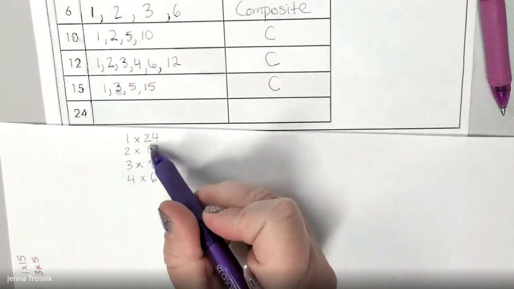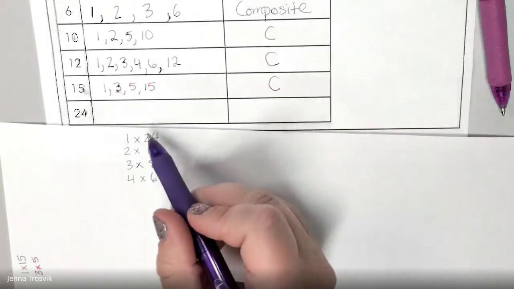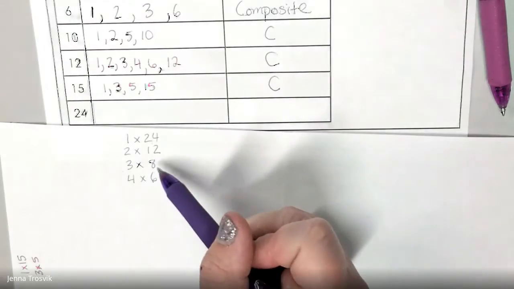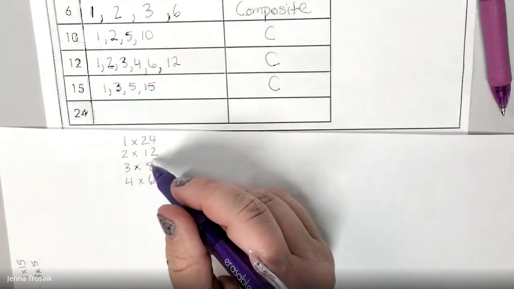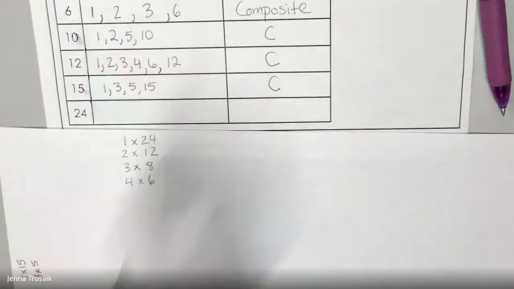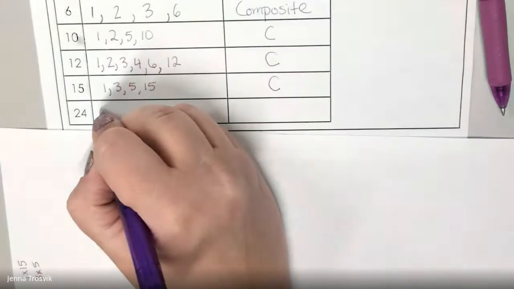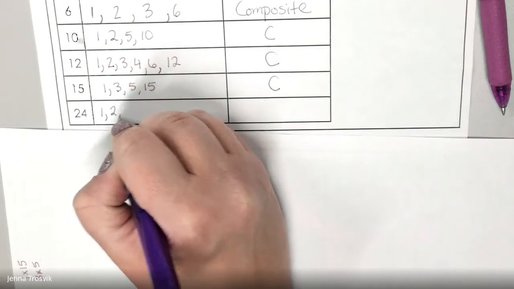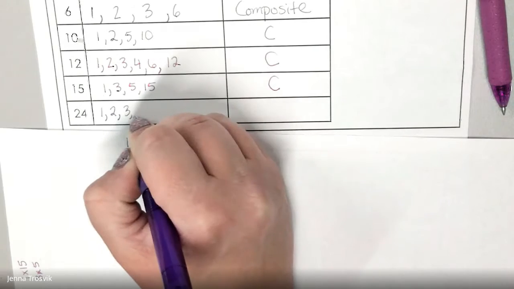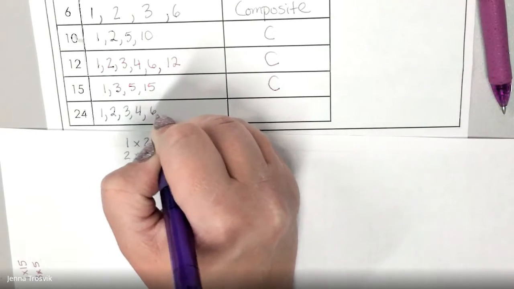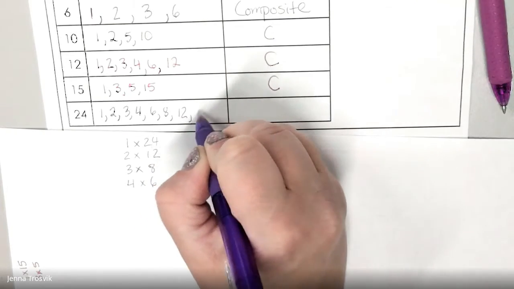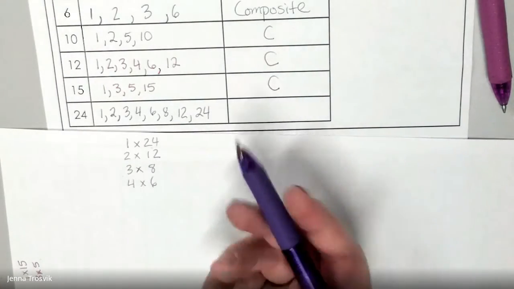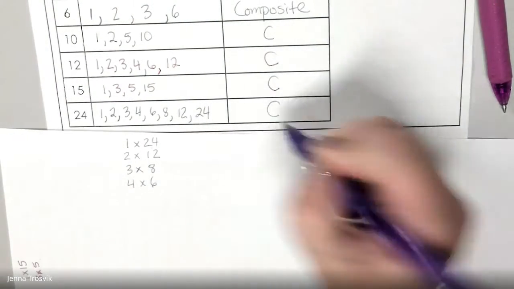There's no number times 5 that equals 24. There's no number times 7. We already used 6, 8. There's no number times 9 that equals 24. And 10 or 11. So I think I'm pretty well off. Here are all my factors, least to greatest: 1, 2, 3, 4, 6, 8, 12, and lastly 24. That's a lot of factors of 24, so therefore this is a composite number.